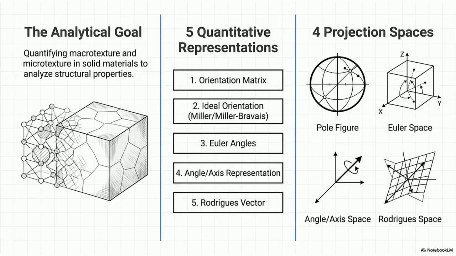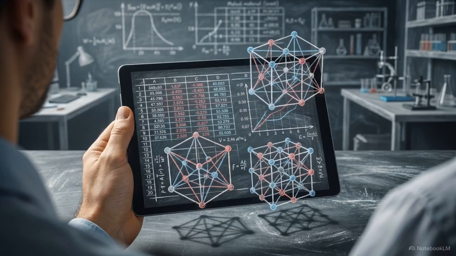This diagram outlines the analytical framework. Left, a polycrystalline cube shows how atomic clusters lock into individual grain structures. To quantify them, engineers rely on 5 mathematical representations in the center column. These map onto 4 distinct projection spaces, yielding workable geometric models. These dashboards appear complex, but they are built on a highly constrained mathematical logic.